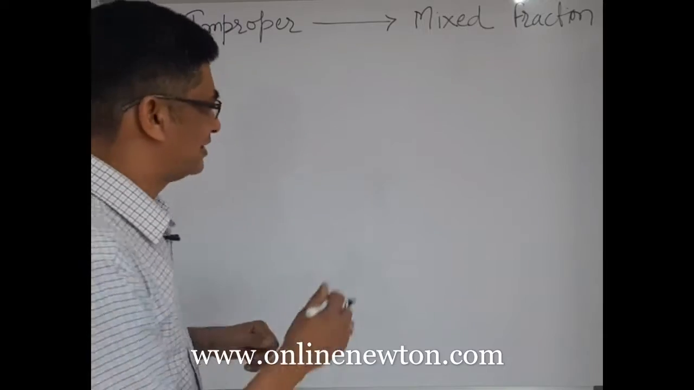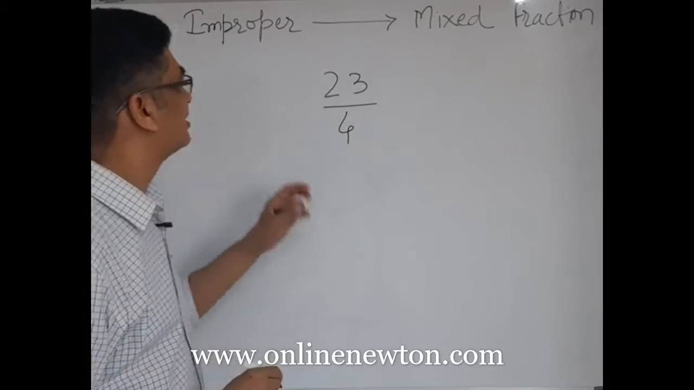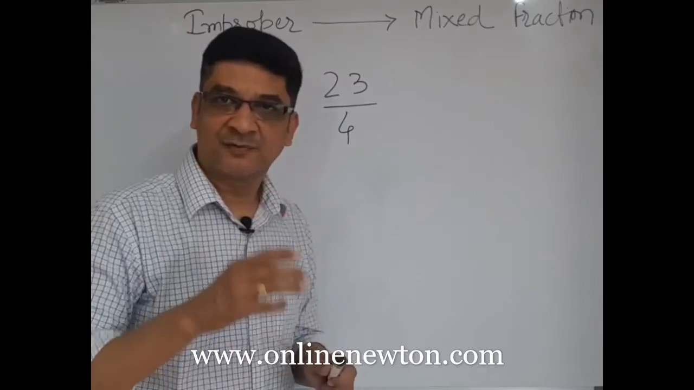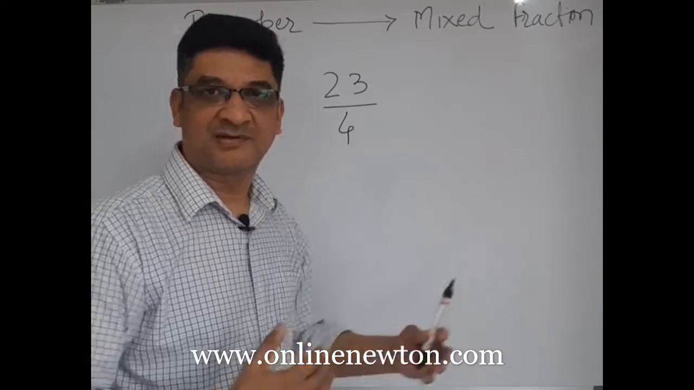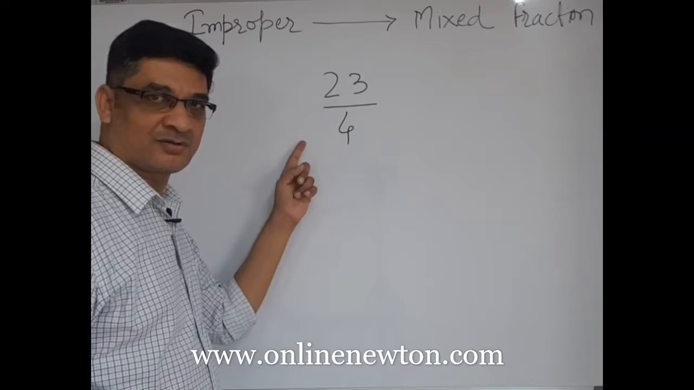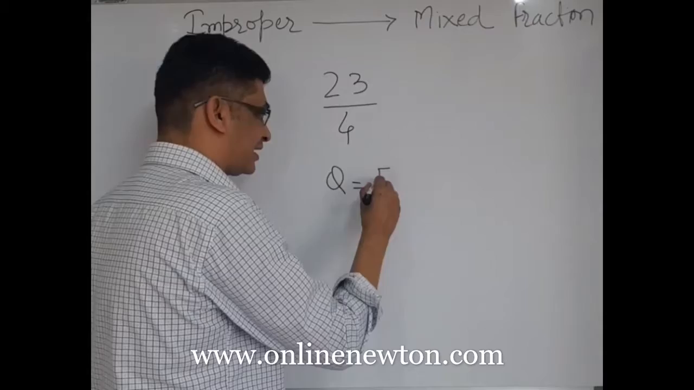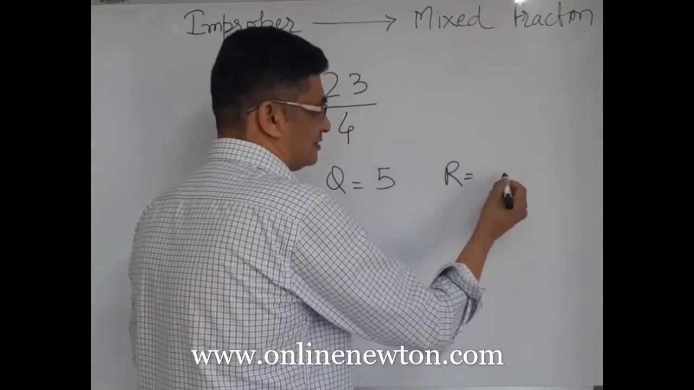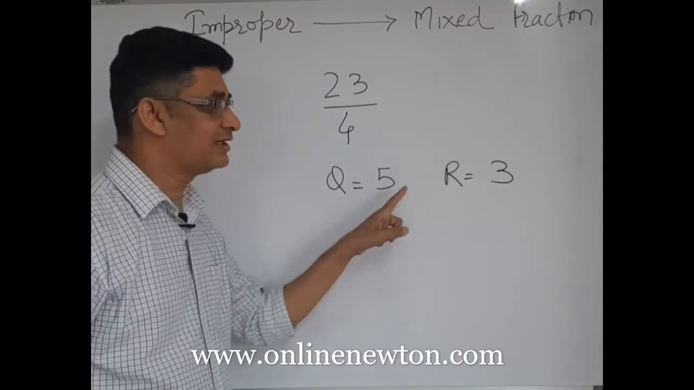Let's take up one more example. 23 by 4. This is an improper fraction. We have to convert it into a mixed fraction. Now we cannot write down 1 by 4 plus 1 by 4 plus 1 by 4 plus 1 by 4 plus 1 by 4, 23 times, because it will become a very tedious process. So straight away divide 23 by 4. When we divide 23 by 4, we get quotient as 5 and remainder as 3, because 4 5s are 20.